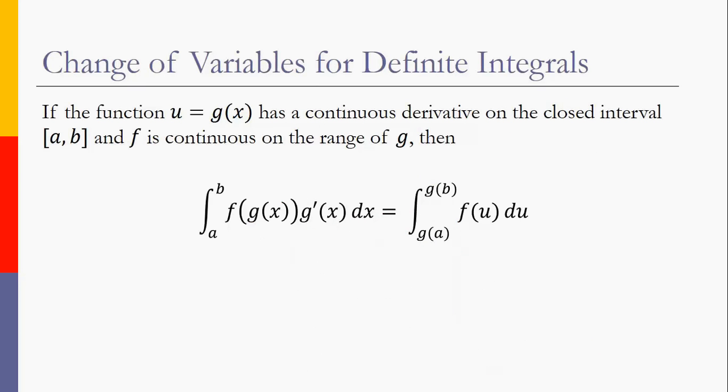The change of variable for definite integrals. If the function u equals g of x has a continuous derivative on the closed interval a, b, and f is continuous on the range of g, then the definite integral from a to b of f composed with g times g prime of x dx equals the integral from g of a to g of b of f of u du.